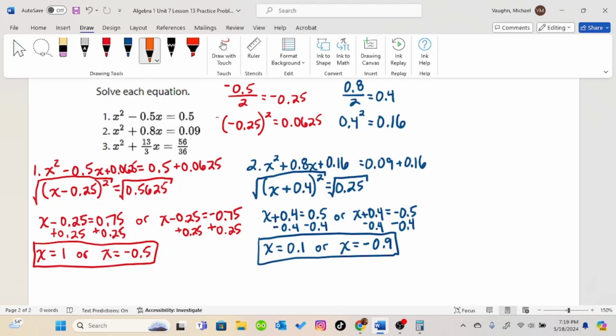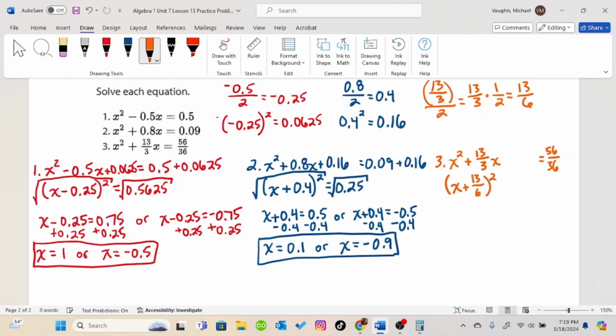And for number 3, we're going to follow the same method. We have x squared plus 13 over 3x, and that's going to equal 56 over 36. We will take 13 over 3 and divide it by 2, which becomes 13 over 3 times 1/2, which becomes 13 over 6. This is what will be inside the factoring. So we will have x plus 13 over 6 squared equals.